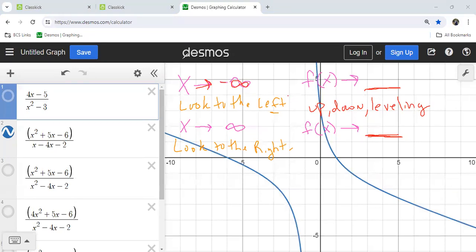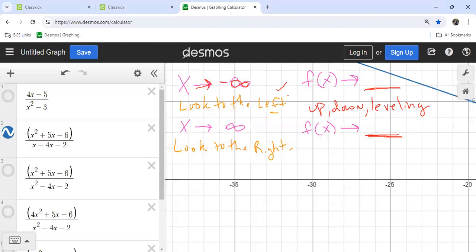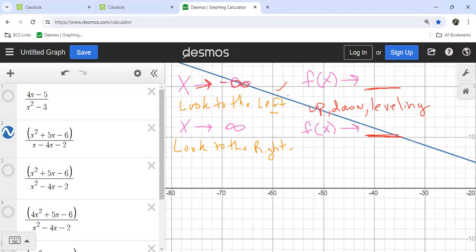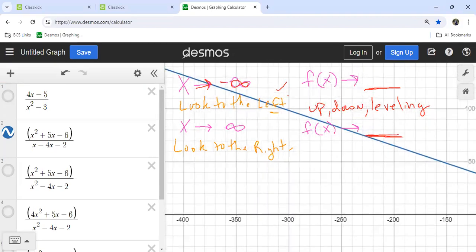So we're going to start here again, look to the left. So when we look to the left, I'm then going to grab the graph. I'm going to mix it up. And as I'm doing that, I'm looking to the left. I'm moving over. I'm looking more to the left. And what does the graph keep doing?